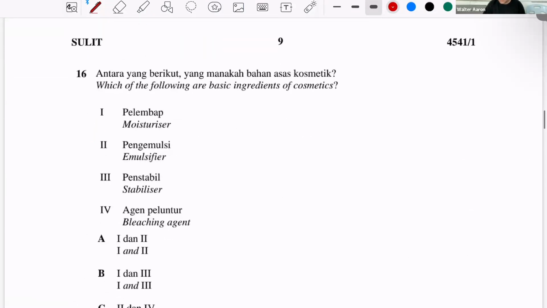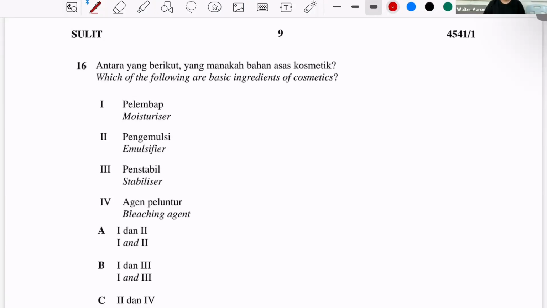16. Which of the following are basic ingredients of cosmetics? So cosmetics are things that we normally use to put on our face, for example, powder or blush or anything that's related to your face or skin. We call them cosmetics. So what do we need in cosmetics and what are the basic ingredients?